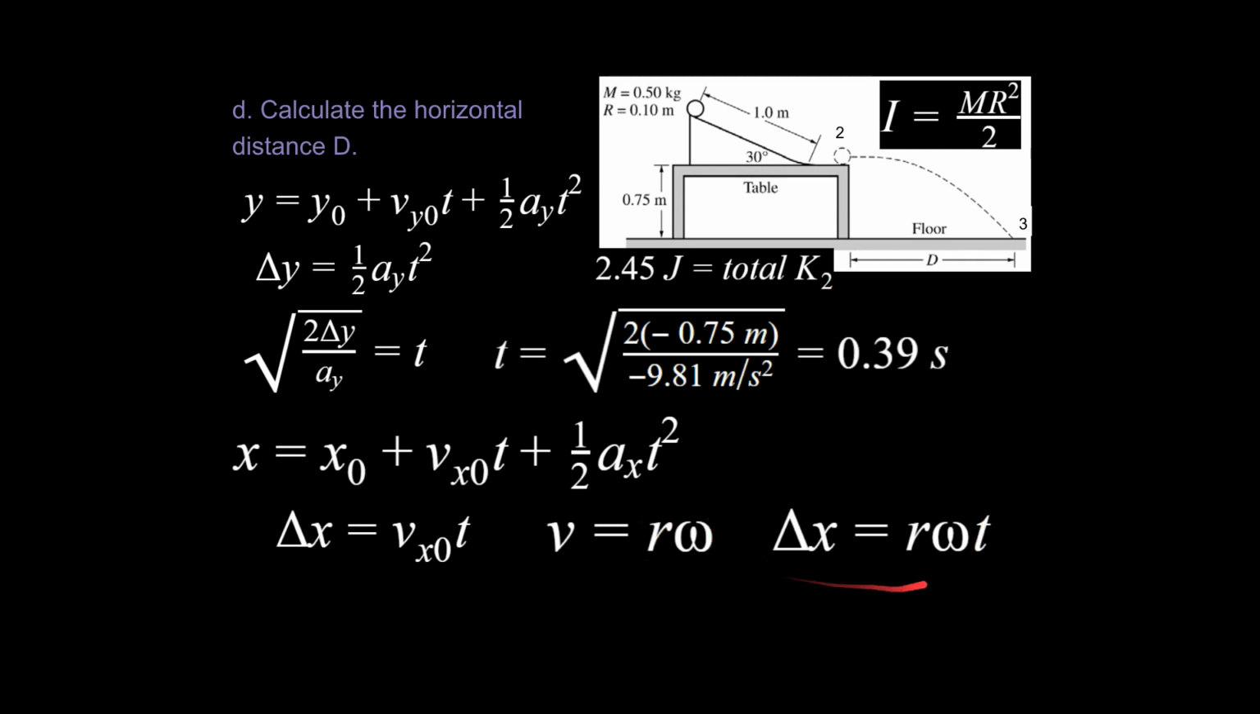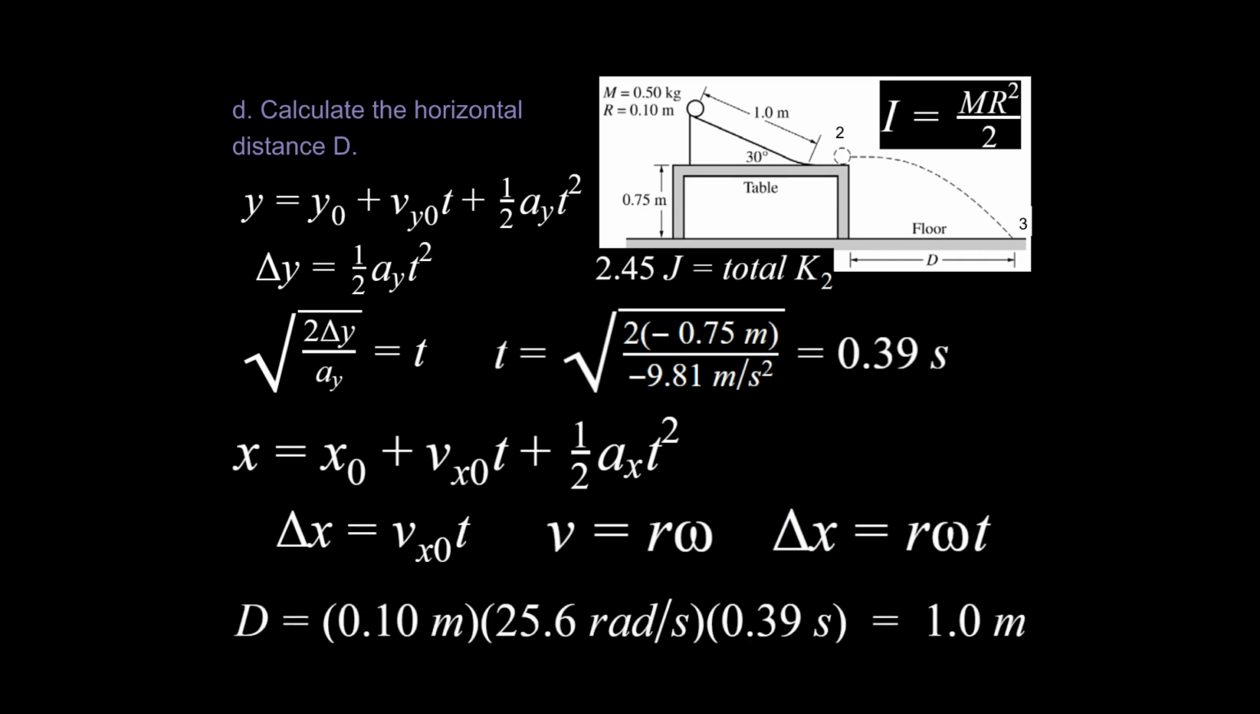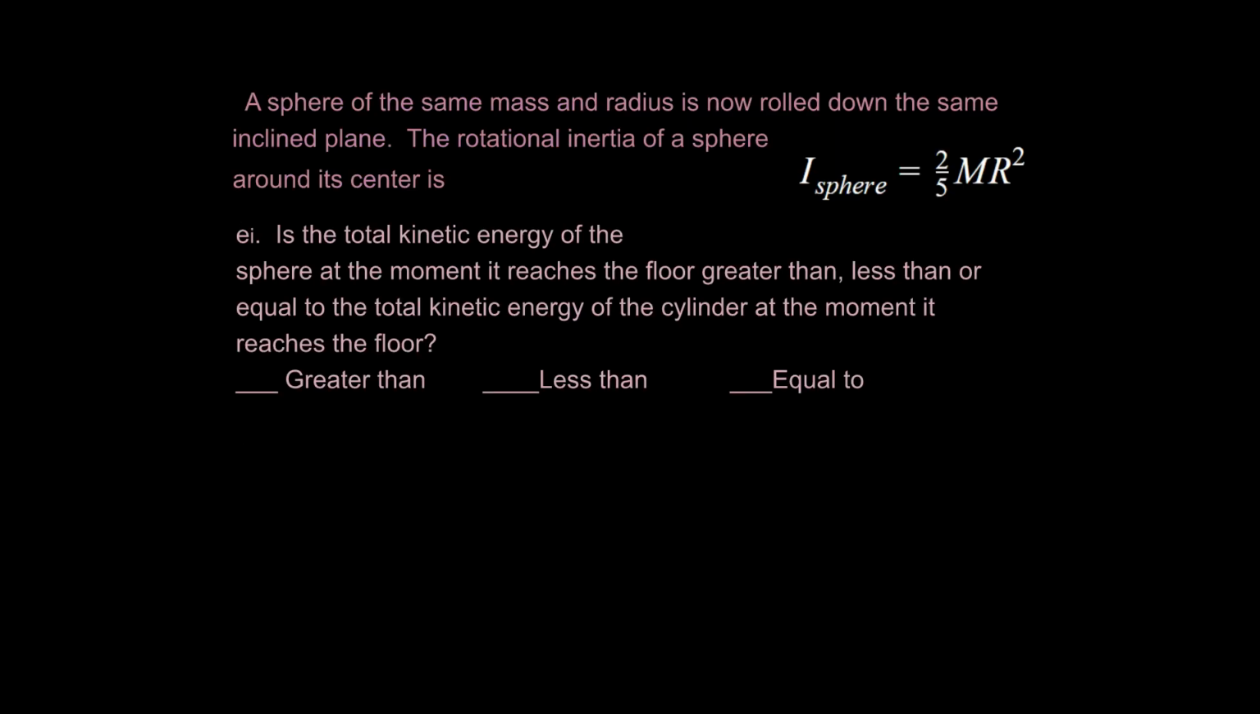Therefore, we would end up with this. Delta x is equal to r omega time. And we can go ahead and plug in our numbers. It turns out that d is going to be equal to 1 meter. Okay, and so for the remainder of the problem, it's now talking about a sphere, and we're going to do comparisons between the sphere and our cylinder that we were working with previously.